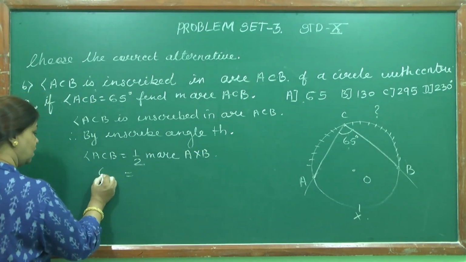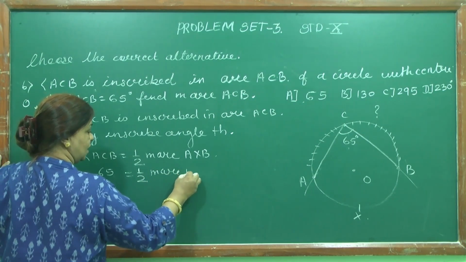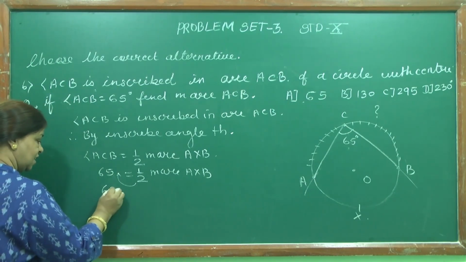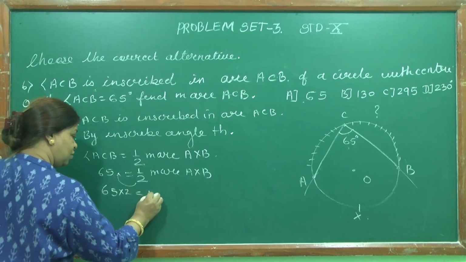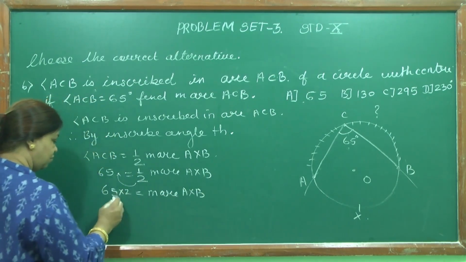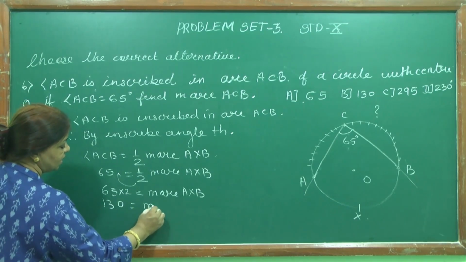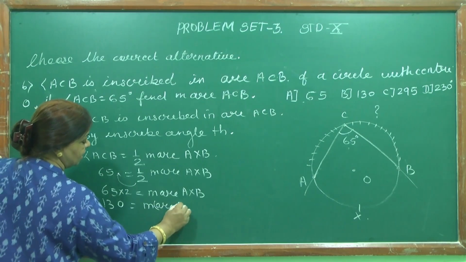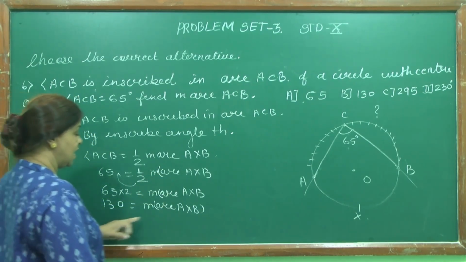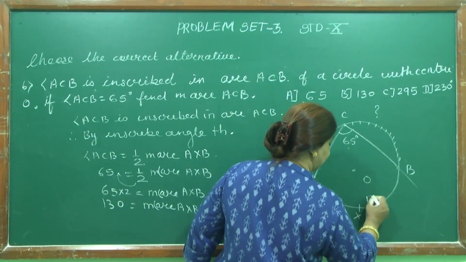Now angle ACB, I know the value: 65 degrees, which is equal to half of the measure of arc AXB. Now 2 will go and multiply with 65. 65 into 2 is equal to the measure of arc AXB. 2 5s are 10, 2 6s are 12 plus 1, 130. So 130 is equal to the measure of arc AXB, children.